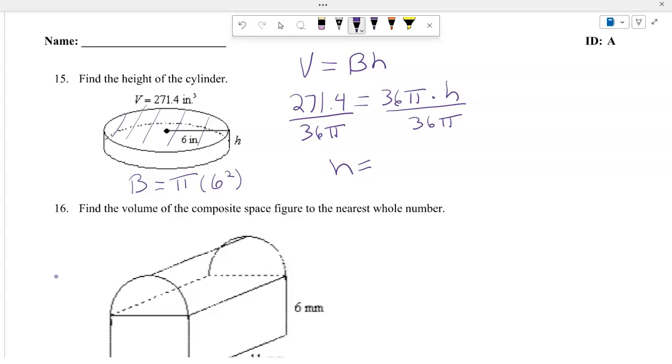So let me go ahead and do that. You have 271.4 divided by 36 pi. And I got a height of 2.397. The height is going to round off to the nearest tenth, so it's going to be 2.4 inches. That's the height of the cylinder.